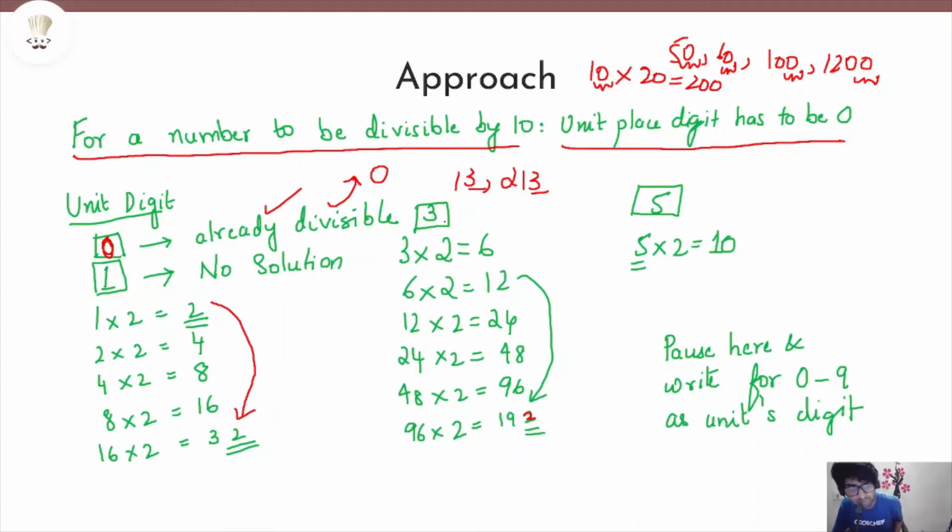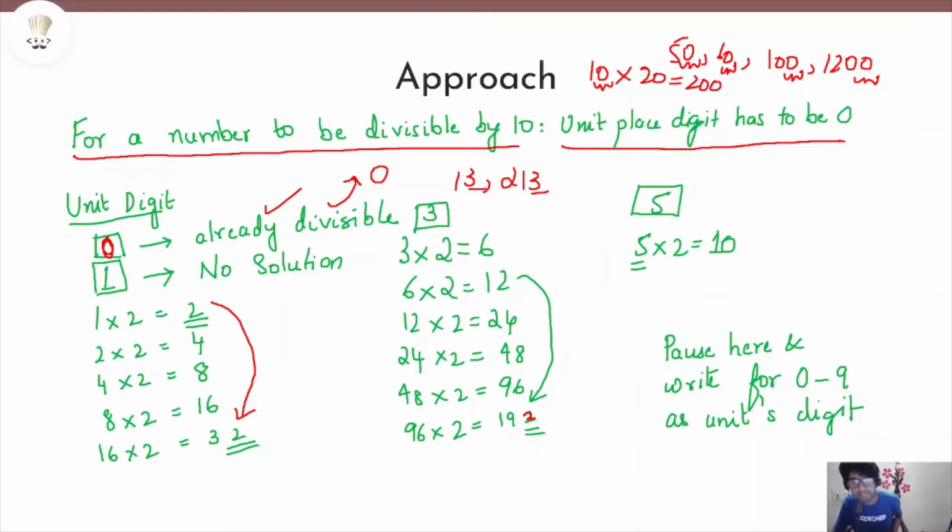Hence, even when we have 3 in the units digit, we do not have a solution where our resultant x will be divisible by 10, no matter how many times we multiply our input number by 2. We can multiply our input number by 2 as many number of times as we want, but we will not end up with a number divisible by 10.